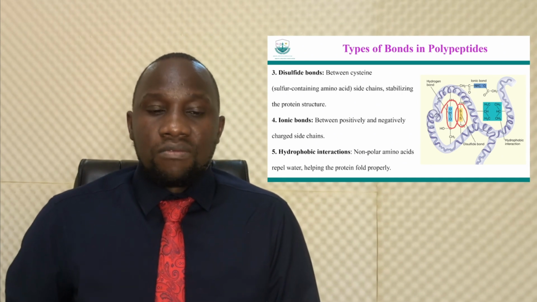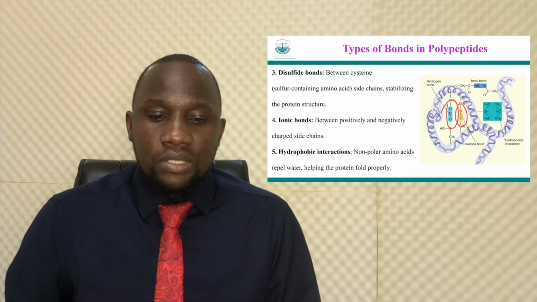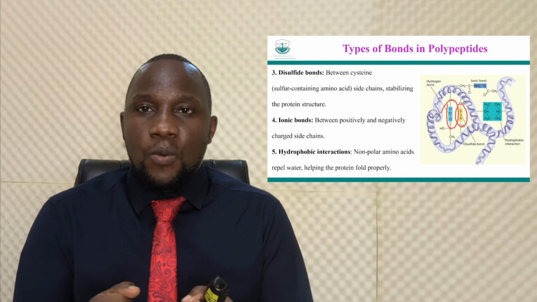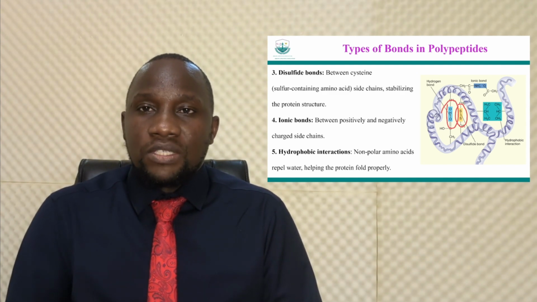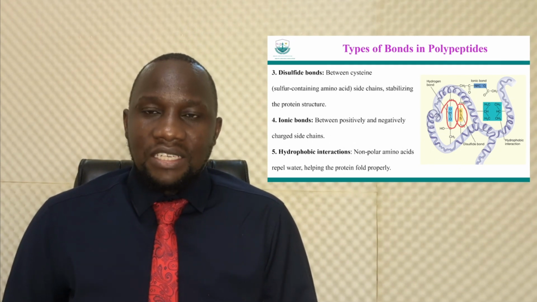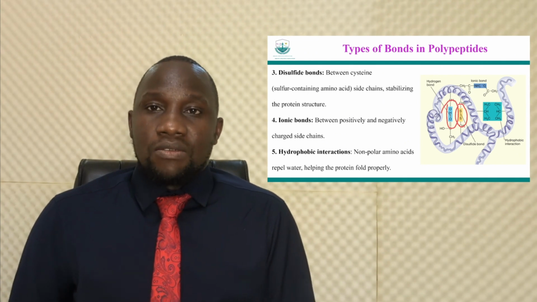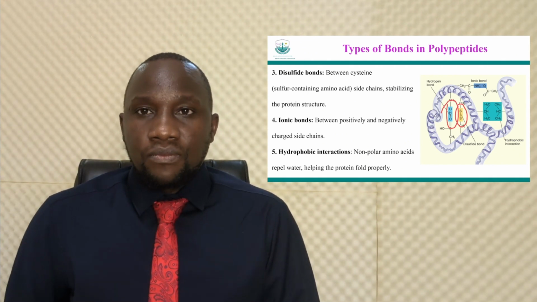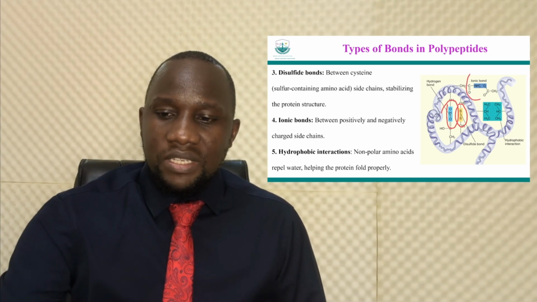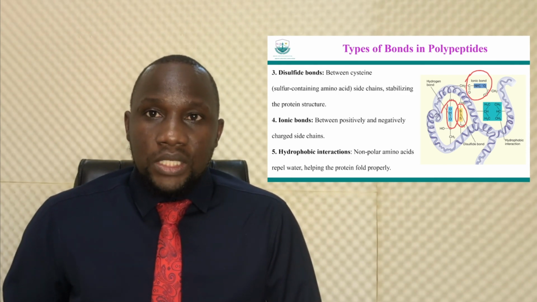And then we have the fourth type of interaction of bonds. These are the ionic bonds. Ionic bonds happen when you have opposite charges, atoms or ions with one positive, one negative. That interaction is what gives you the ionic bond, and that is what we see there. And then we have the hydrophobic interactions.